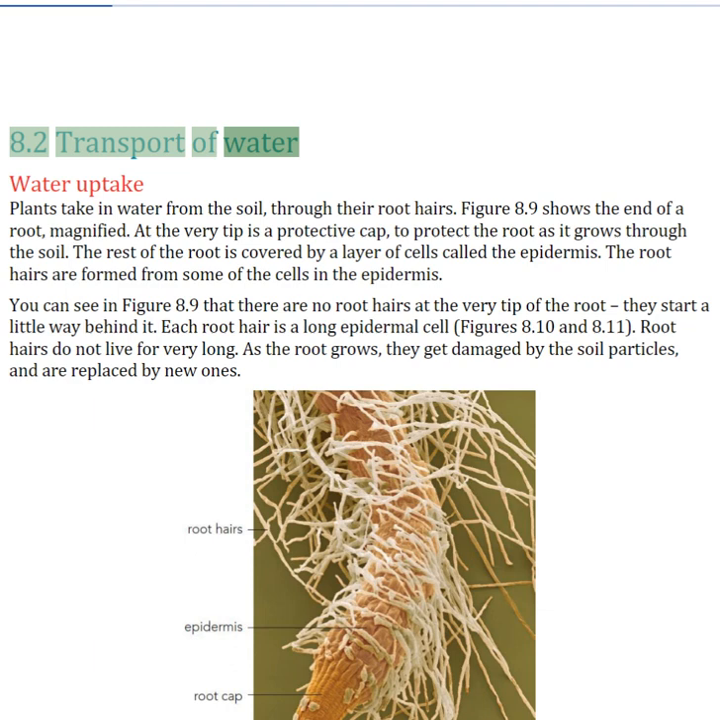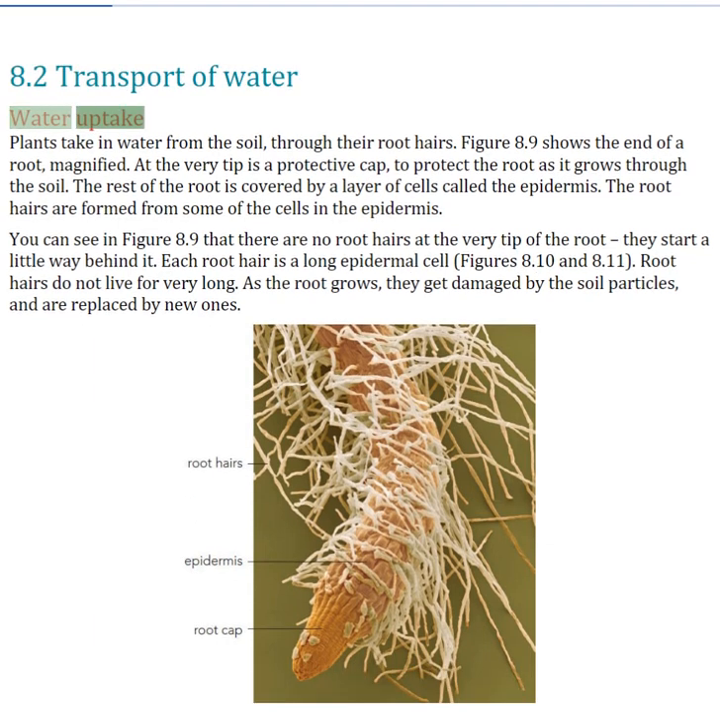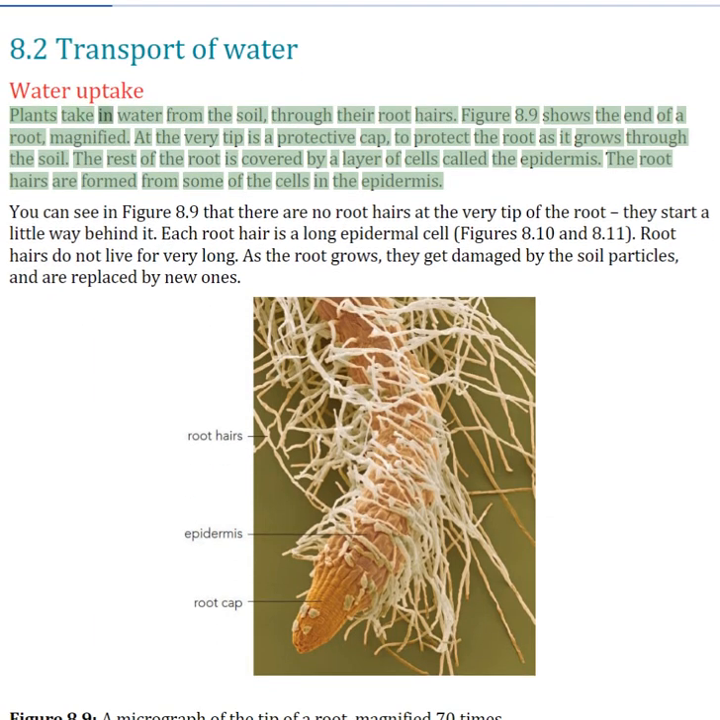8.2 Transport of water. Water uptake. Plants take in water from the soil, through their root hairs. Figure 8.9 shows the end of a root, magnified. At the very tip is a protective cap, to protect the root as it grows through the soil. The rest of the root is covered by a layer of cells called the epidermis. The root hairs are formed from some of the cells in the epidermis.